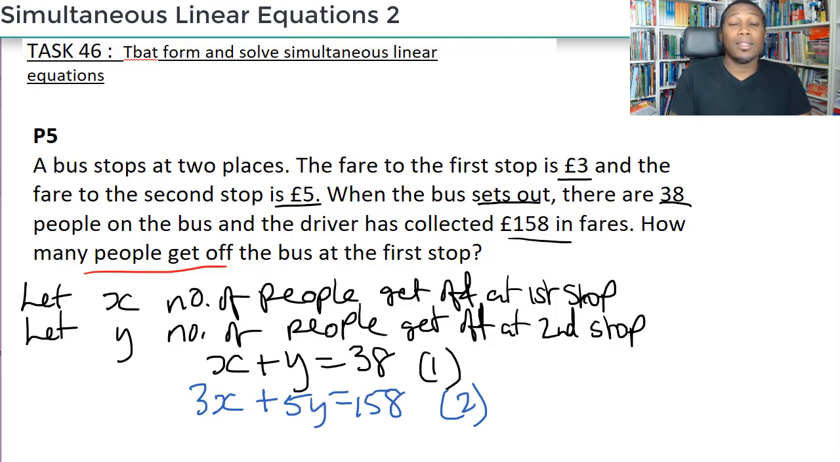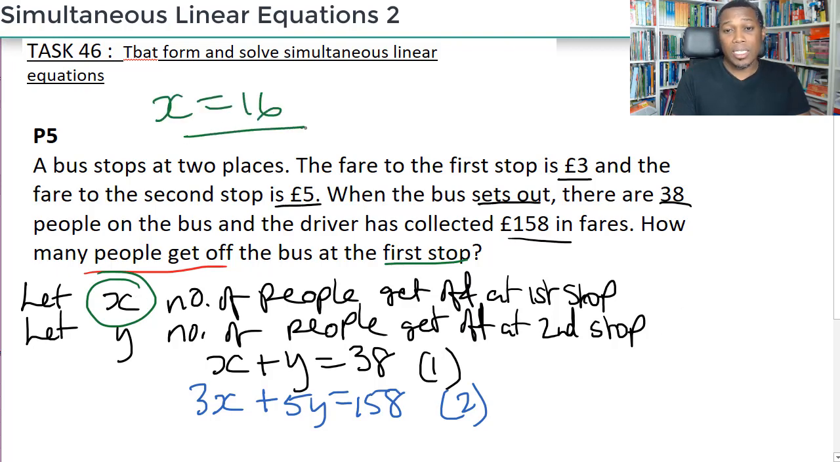Right, let us now give you the answer. What do we want to find? The answer to the question, is it the value of x or y? They're asking for the number of people getting off at the first stop, so the question is asking you for the value of x, and the value of x you should have got is x equals 16. 16 people got off the bus at the first stop. Note that this has implications for how you would have done this question, because you do not need to find y.